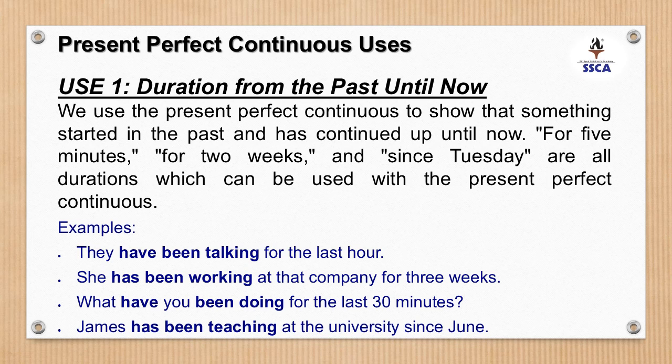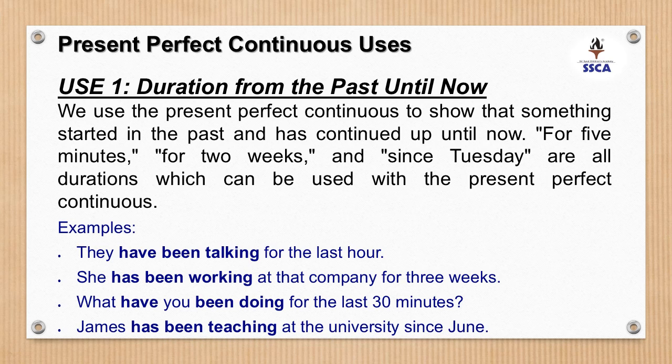Present perfect continuous uses. The first use, duration from the past until now. We use the present perfect continuous to show that something started in the past and has continued up until now. Like for 5 minutes, for 2 weeks and since Tuesday are all durations which can be used with the present perfect continuous. See the examples.